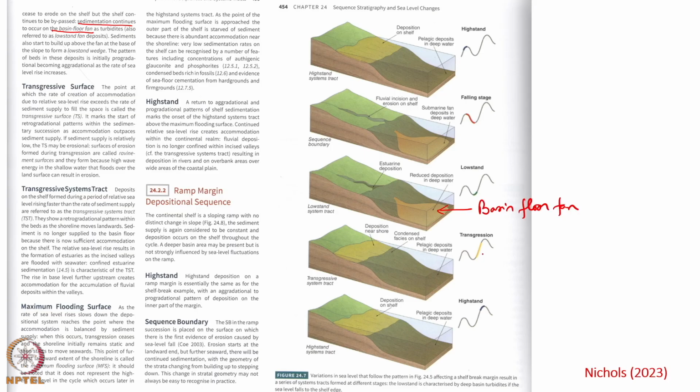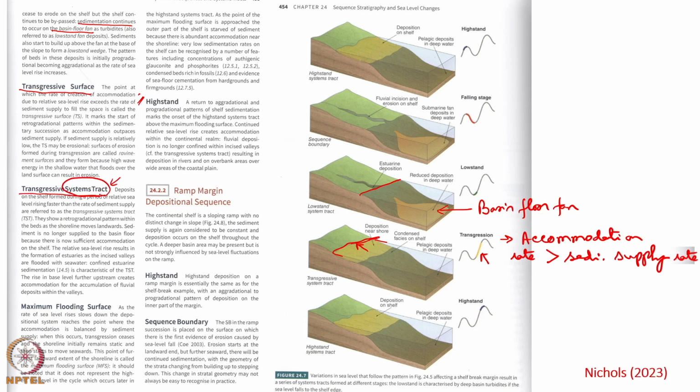Now we are going to see the transgression here, the transgressive surface, the point at which the rate of creation of accommodation due to relative sea level rise exceeds the rate of sediment supply. This is the time when the accommodation rate exceeds the sediment supply, and it is given by, note the previous shoreline here, and now it has come over there. The shoreline has gone inside in the landward direction. Transgressive systems tract, that means the rock record. We are talking about a systems tract.